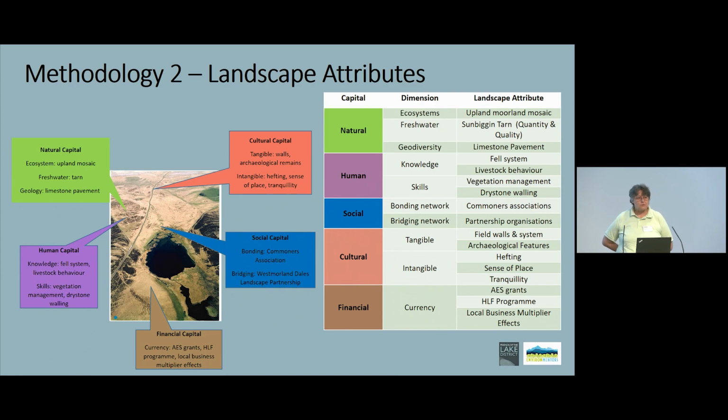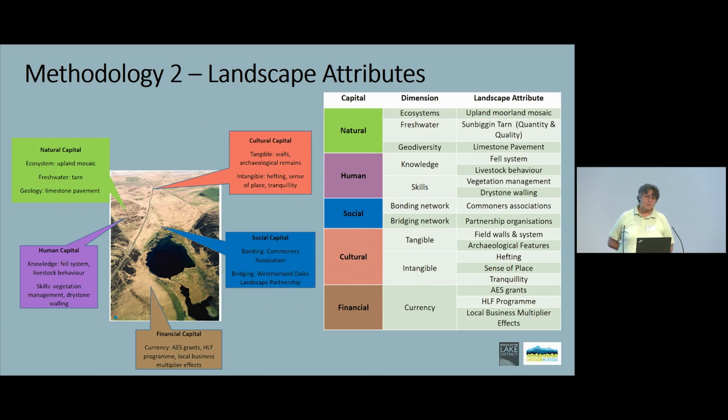We looked at the social capital, both the bonding and the bridging networks. So we're interested in the Commoners Association and what they bring to the party and how they organise themselves, and also partnership organisations such as the Westmorland Dales Heritage Lottery Fund project, and also Natural England and Friends of the Lake District, and how they contribute to the system. And then the cultural stuff, we're interested in the tangible and the intangible assets of the cultural landscape. So it's basically chopping up into small pieces and then trying to value each of the small pieces.